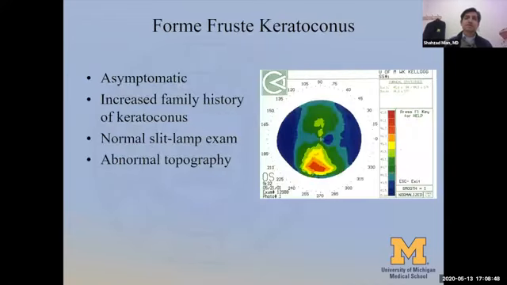Forme fruste keratoconus is a term that we often use to describe patients who are asymptomatic, have an increased family history of keratoconus, but have a normal slit lamp exam and only an abnormal topography. So this may be really just keratoconus diagnosed early, where their slit lamp findings are not present and they're asymptomatic.